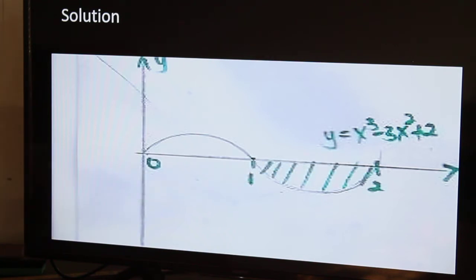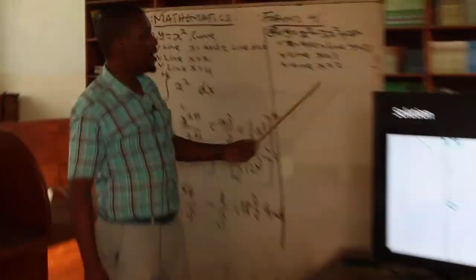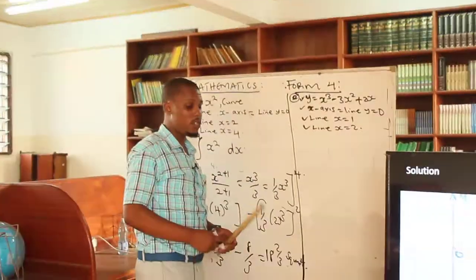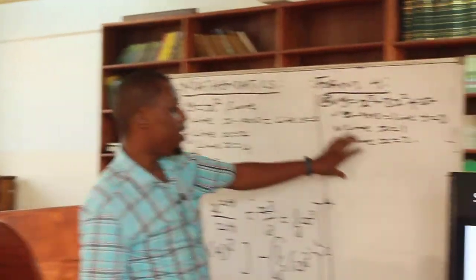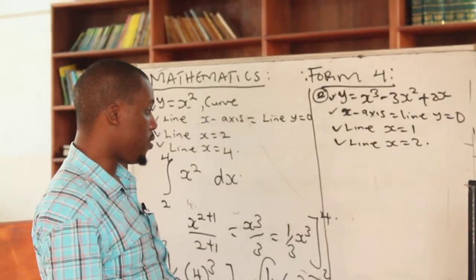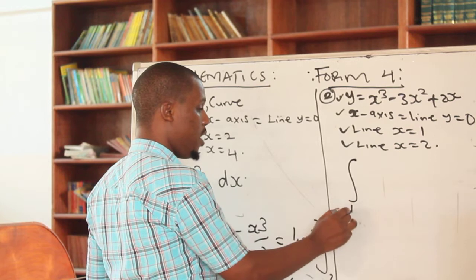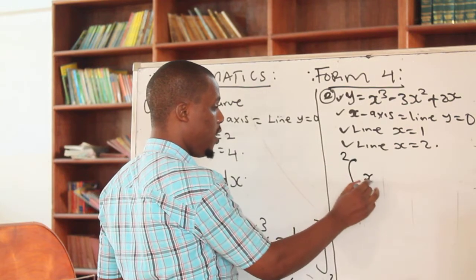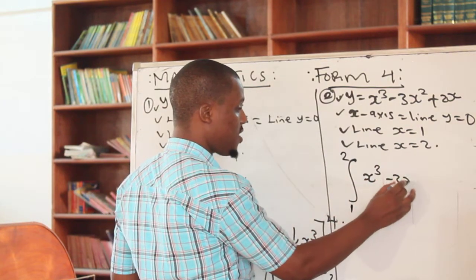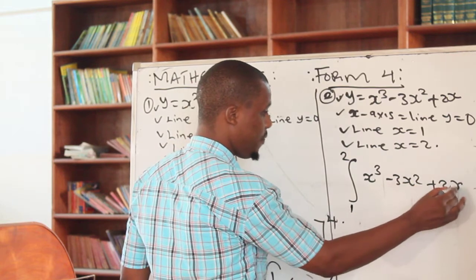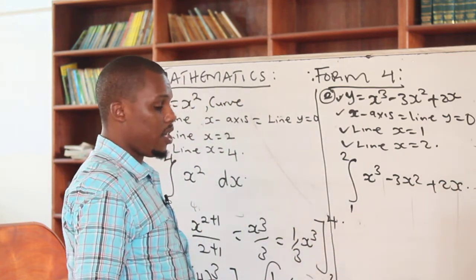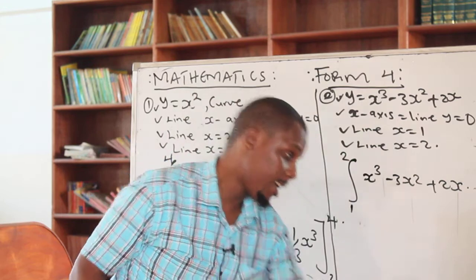So what you're going to do is take our equation, integrate it with respect to x, and then put the limit which you are given. Then we see what we're going to get. So the limit is from where? It is from 1 to 2. And then integrate your function, x cubed minus 3x squared, then plus 2x. When you're performing this integration, the technique is the same.